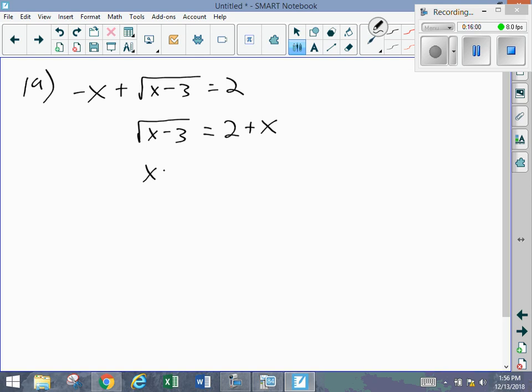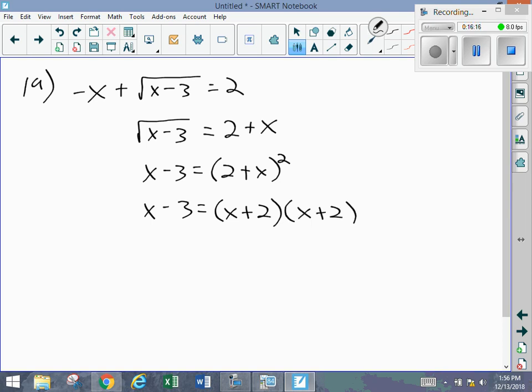So now I need to square both sides. When I square both sides, it looks like that. Now I need to expand that square. It bothers me so much to put the 2 first. I gotta put the x first, right?